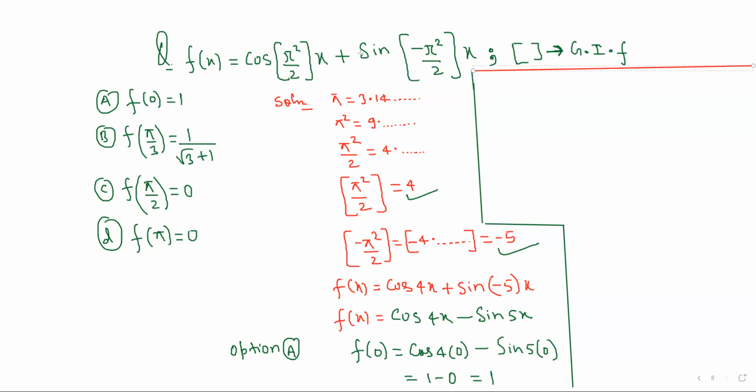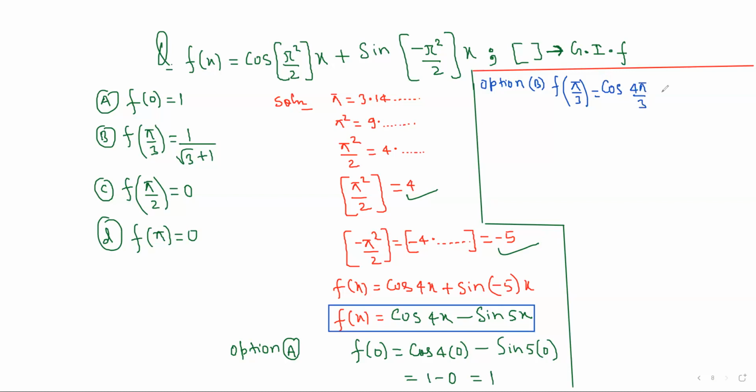Just check option number 2, option B. What is your f(x), guys? f(x) क्या बेटा? f(x) तो बेटा हमेशा ये रहने वाला है. This is your main f(x). Just put f(π/3). This is cos 4π/3 minus sine 5π/3.